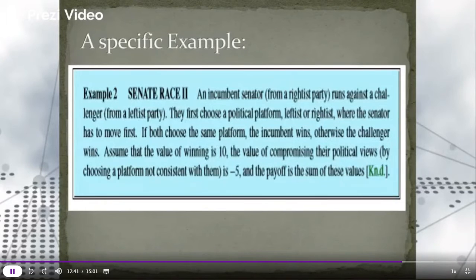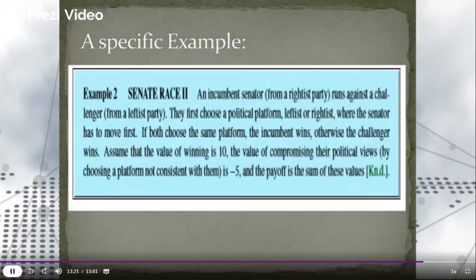It's called Senate Race 2. So what happens: there is one senator from the right party who is going to run against a challenger from the left party. Now they first choose a political platform, either right or left, but the senator has to move first. Senator means this incumbent senator. If both choose the same platform, that means the platforms match, then the incumbent, that is the senator, wins. But if they do not match, then the challenger wins. Keep this line in mind, this is important.